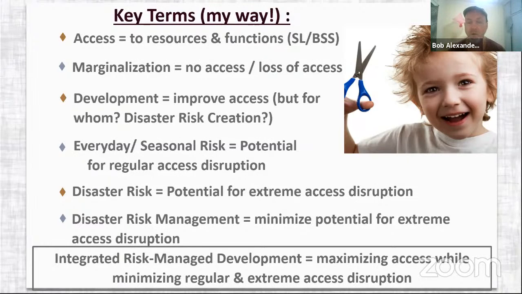We have to remember that we're not just talking about disaster risk, because people every day have problems of access. There's everyday chronic risk, where the road gets blocked and they can't get the health care or the resources that they need. That can be exacerbated in seasonal times, with heavy rains and other things, so there's regular access disruption in addition to the disaster risk we need to consider, which is the extreme access disruption from a major shock. Our disaster risk management will try to minimize the potential for extreme access disruption, but we need to integrate that together. Maximizing access is the development part, but also minimizing both regular and extreme access disruption.